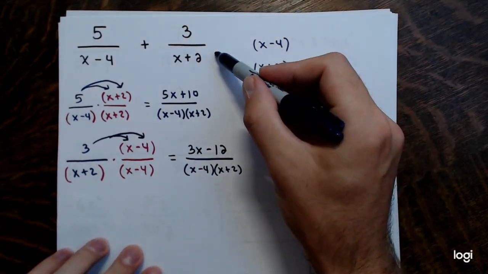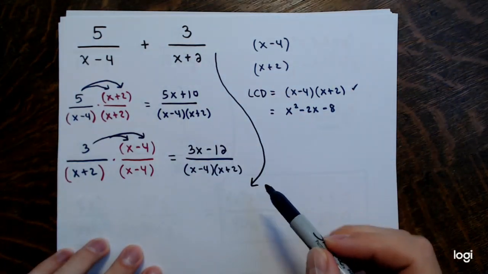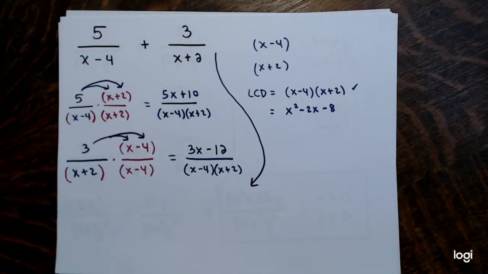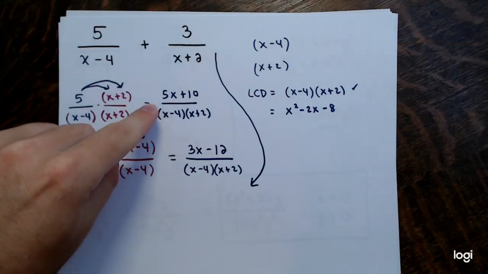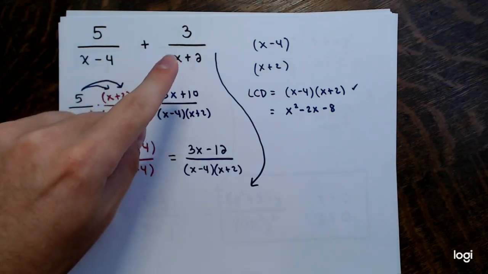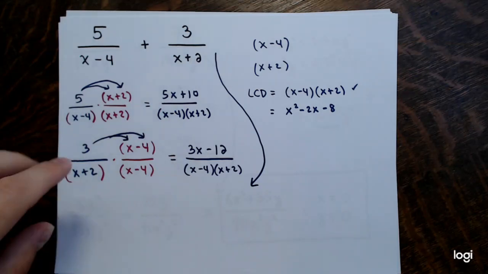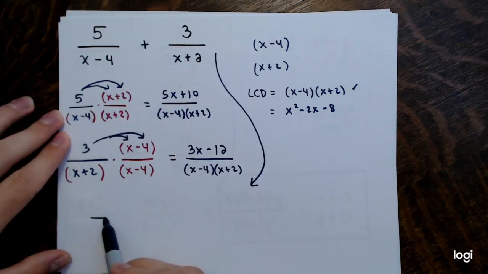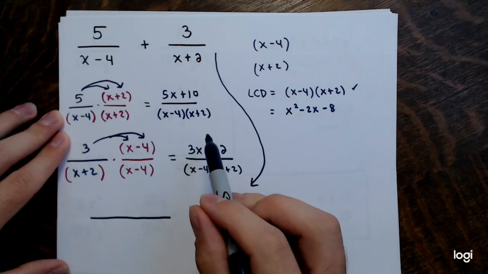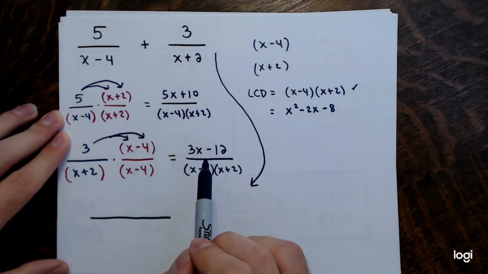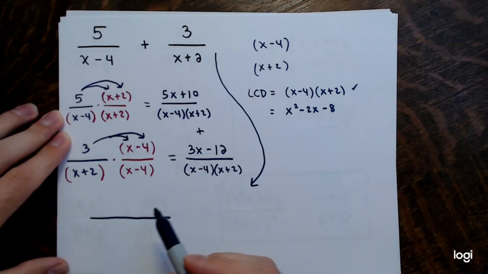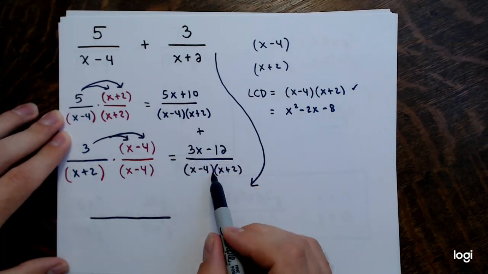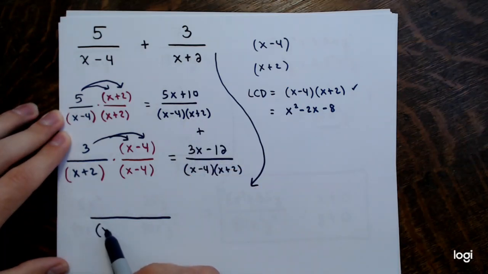Okay, so now, great. Now I can find the sum. So 5 over x minus 4, that's this fraction, plus 3 over x plus 2, that's this fraction. I can put them together. This fraction plus this fraction, I'll put a little plus sign here. The denominator stays the same, right? This LCD will be the denominator of the sum.